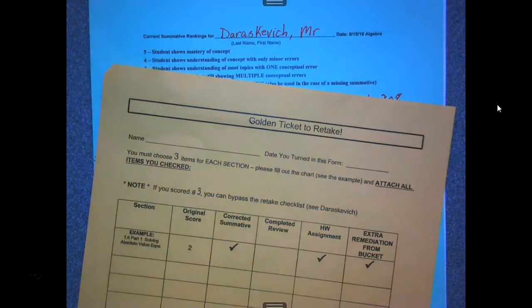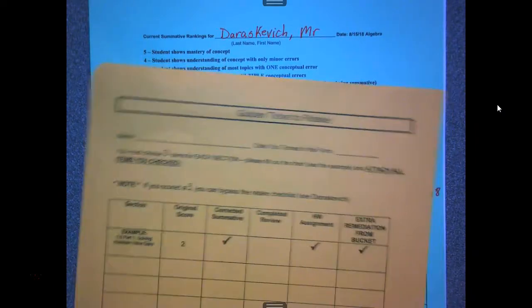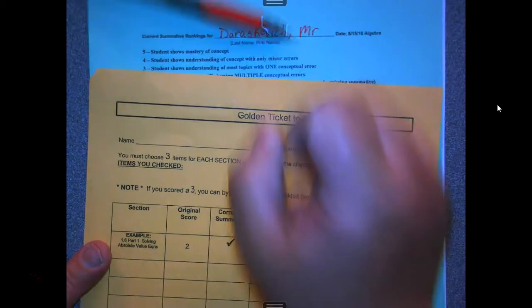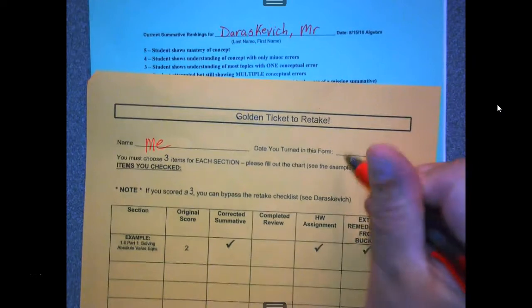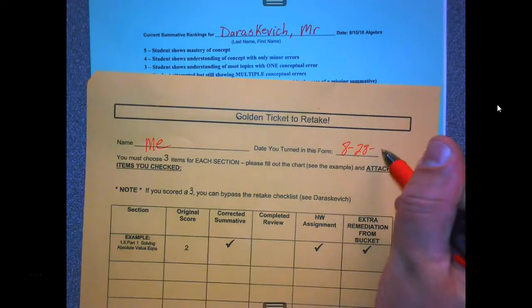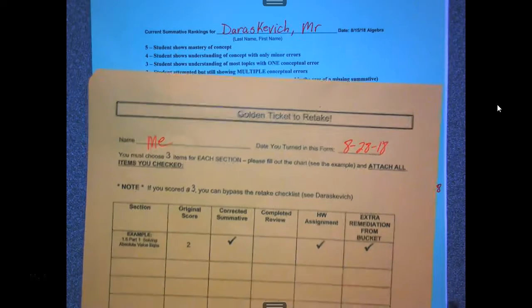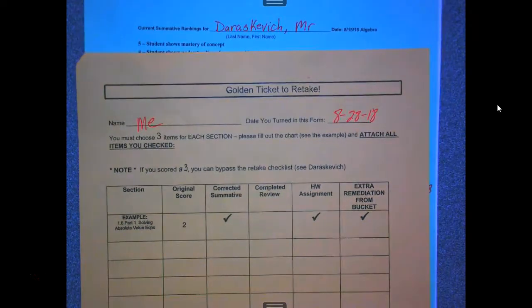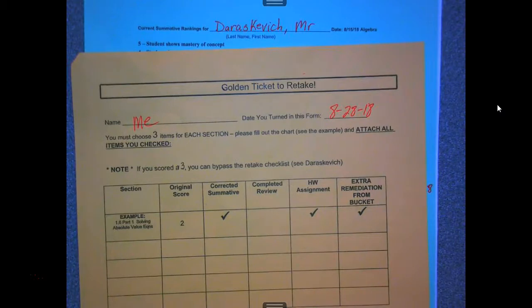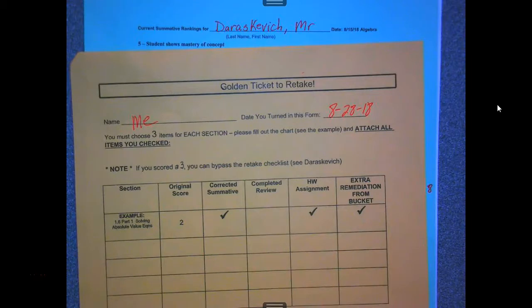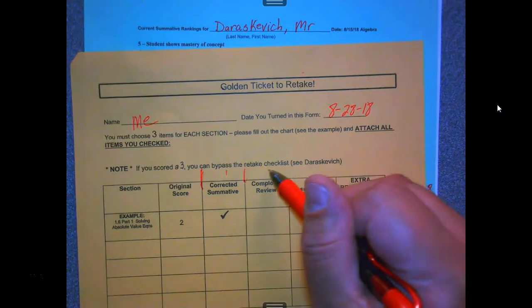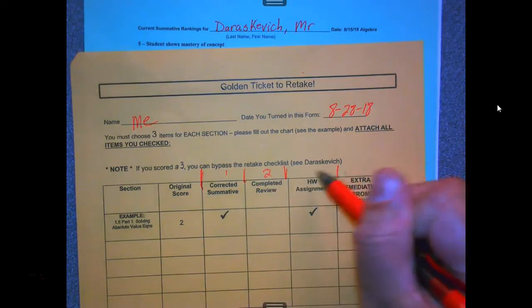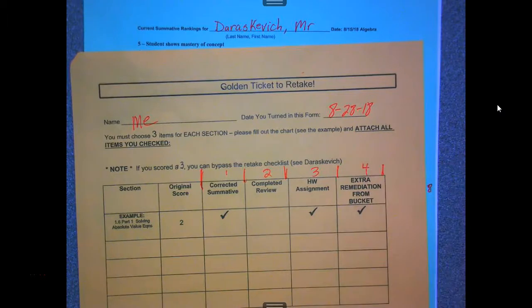Now, what you do is you put your name on first, and the date you're going to turn this in, that's today. I'm going to turn myself in as if I got a referral or something. And it says here, you must select 3 items of the 4 conditions to retake a test. Well, here's my 4 conditions, right? 1, 2, 3, and 4. You only need to complete 3 of these.